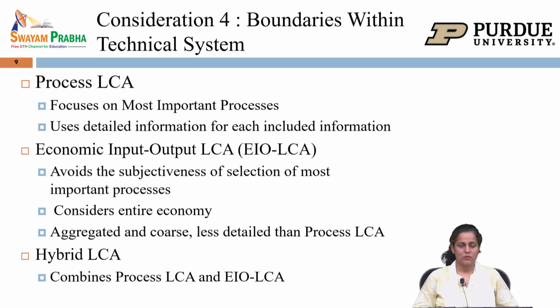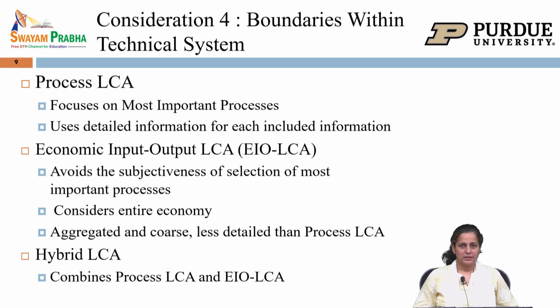Later in the lectures, we will definitely go through the computational structure of the economic input-output model and how these models are used for computing the life cycle impact of any product or process in the economy. The challenge with economic input-output LCA, as we will see when we go into detail, is that it is aggregated and coarse. It is less detailed than the process LCA. So, of course, process LCA has the advantage of being more detailed and more accurate, while economic input-output LCA has the advantage of being more comprehensive.